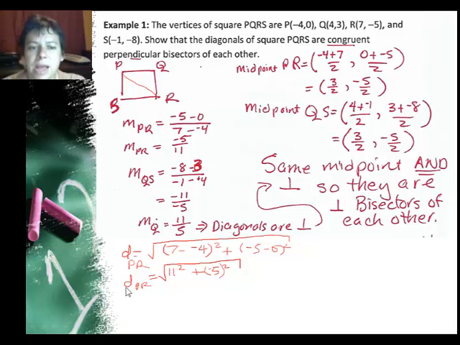I can simplify this, but I'm not going to do a lot more because I only need to show that they're equal. I don't need to find the actual values. So I have the square root of 121 plus 25.